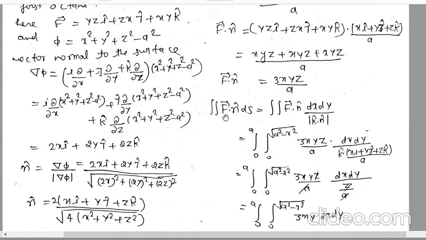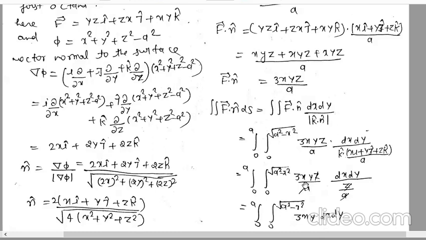Now, next thing dS. So dS is your dx dy upon k cap dot n cap, because the surface is a sphere in the first octant. So calculate k cap dot n cap. So k cap dot n cap means this one.